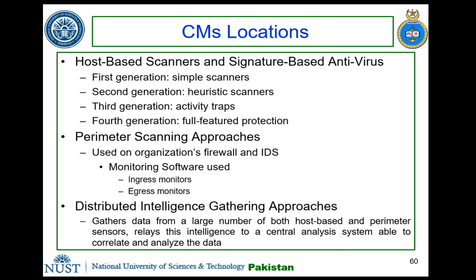The first location where an antivirus program is used is on each end system. The antivirus software has 4 generations. First generation antivirus are simple scanners. Second generation are heuristic scanners. The third generation are activity traps, and fourth generation antivirus provide full featured protection.